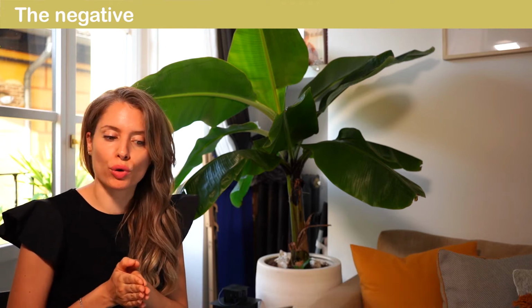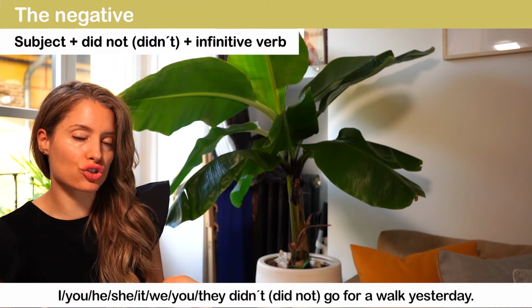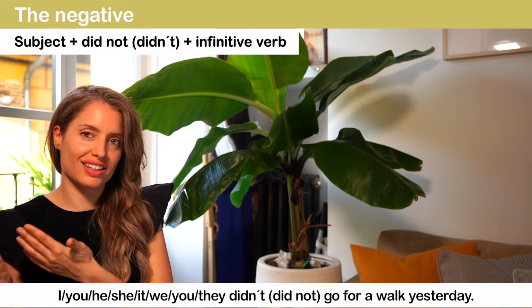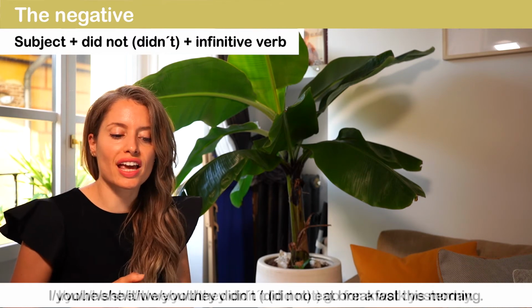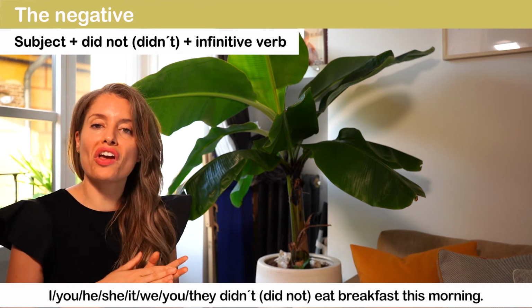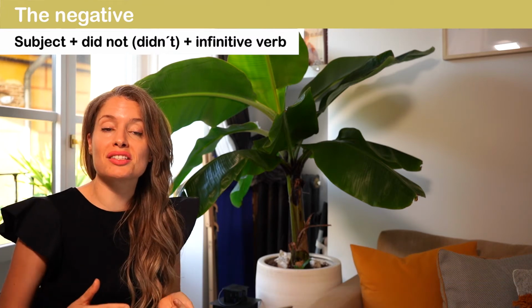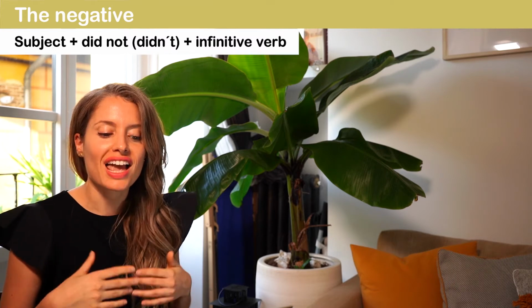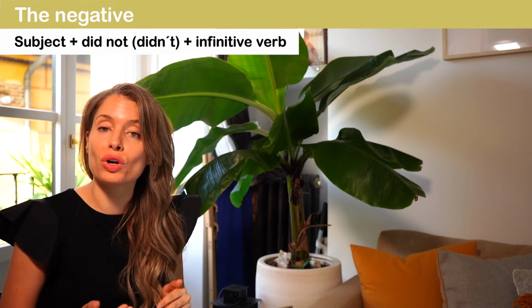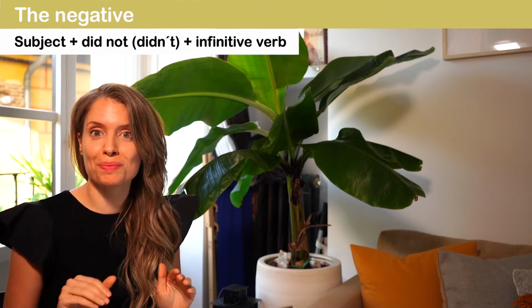Let me give you 2 examples. We can say, I didn't go for a walk yesterday, or she did not go for a walk yesterday. We can also say, we didn't eat breakfast this morning, or they did not eat breakfast this morning. You could say these sentences with any one of the pronouns. And notice also how we're only conjugating the auxiliary verb do in the past. The main verb stays the same in the infinitive form.